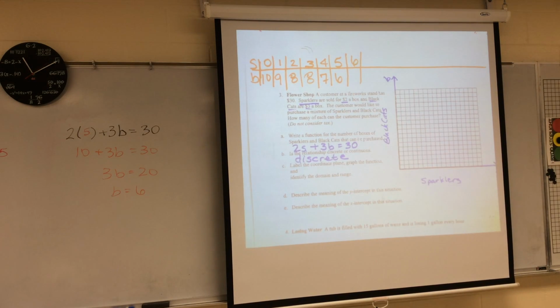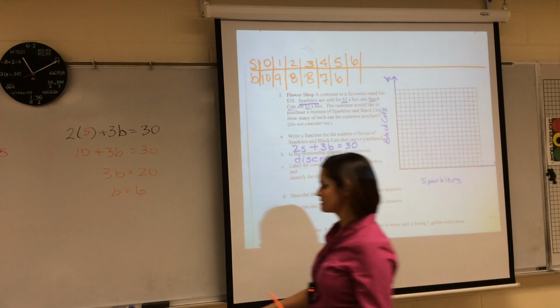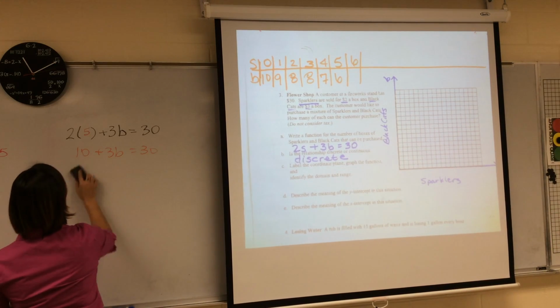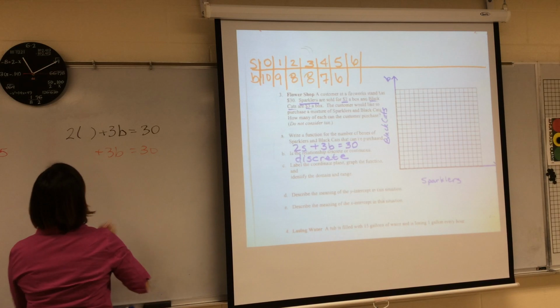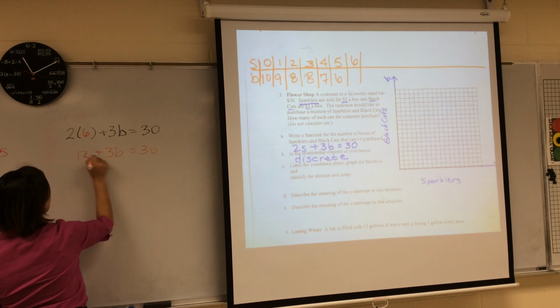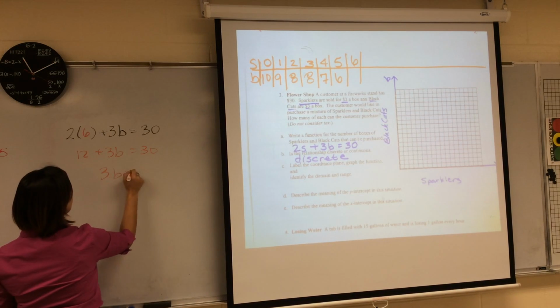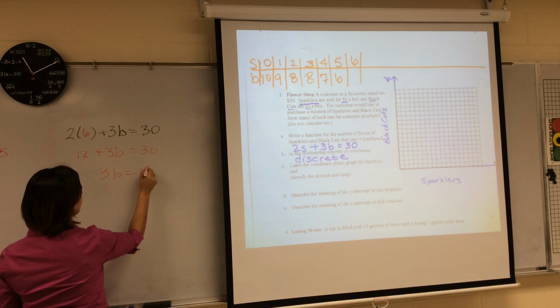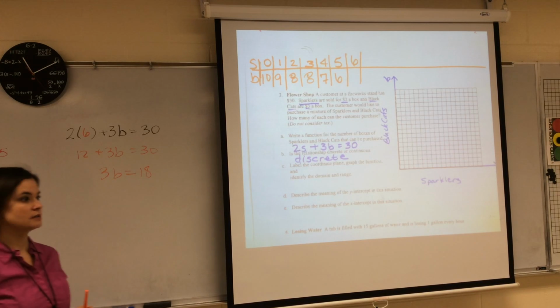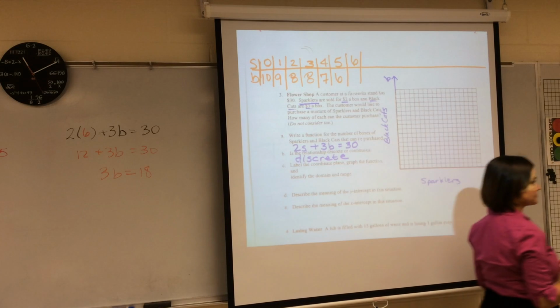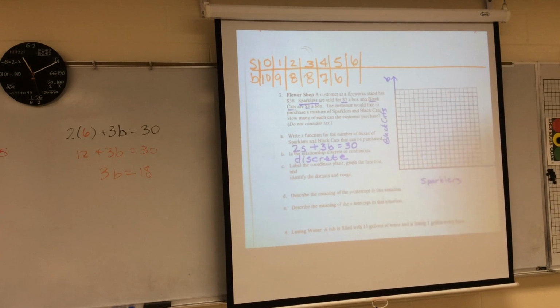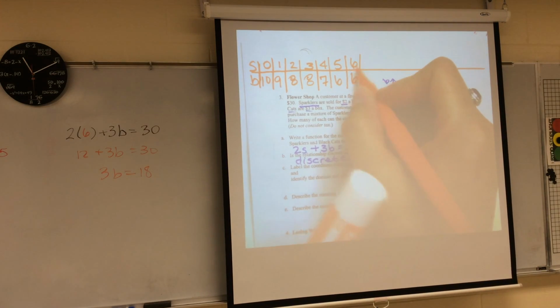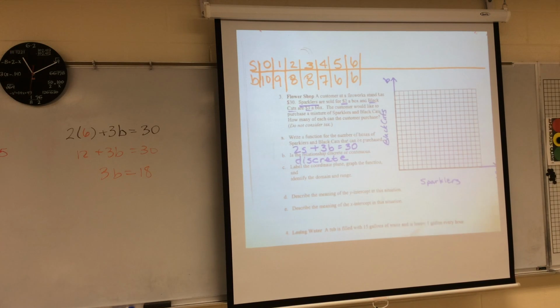Alright, so when I buy 6 boxes, that's $12. So 3B equals 18. So 3 goes into 18 how many times? 6. So I have 6. So when I have 6 boxes of sparklers, I can buy 6 boxes of black cats.